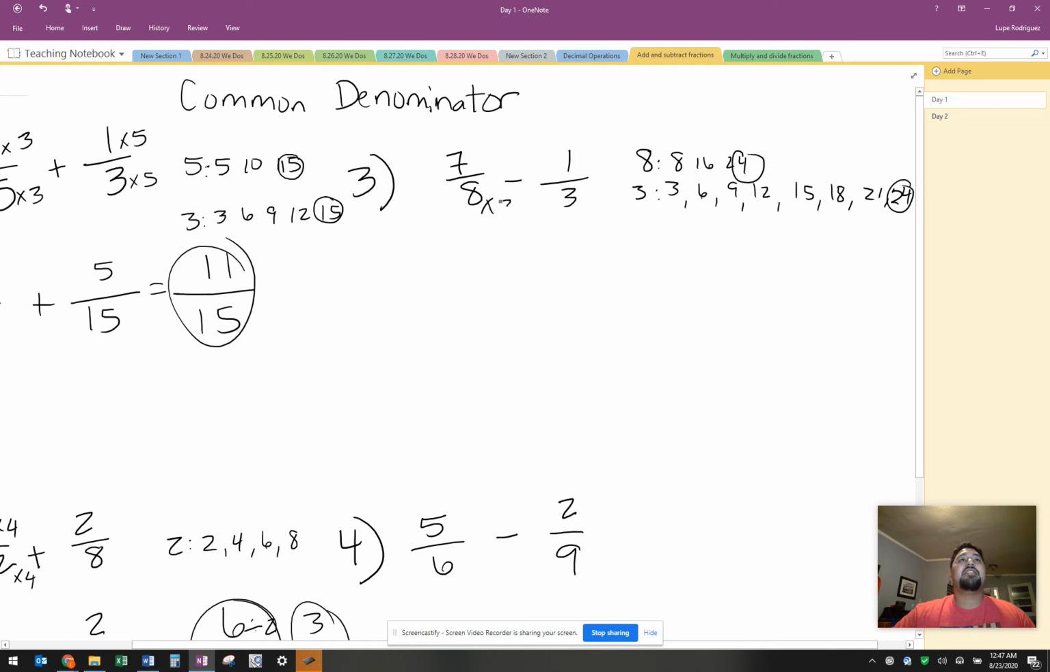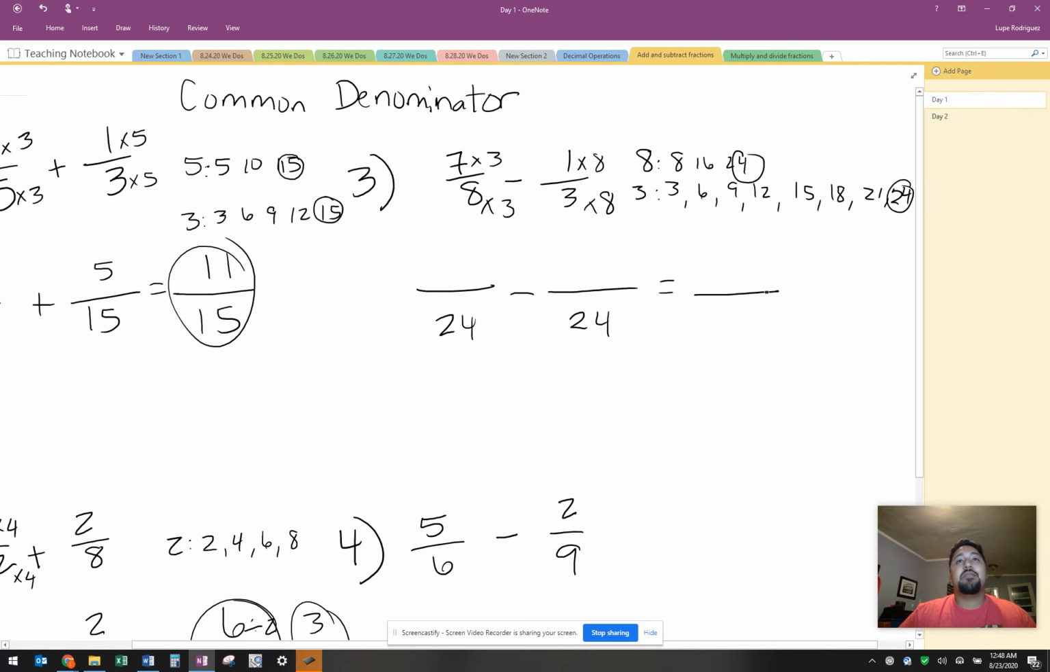So I need to multiply 8 times 1, 2, 3. So I do the same thing to the numerator. And for my denominator, my 3 is going to be times 1, 2, 3, 4, 5, 6, 7, 8. It actually worked out again to where I multiplied times the other denominator. So you could also always do that, but that's not always the most efficient way. So I'm trying to show you both ways. All right. So they're both going to be 24.